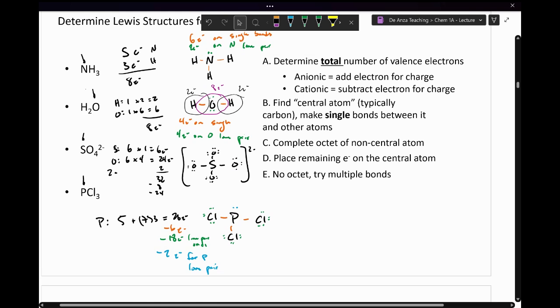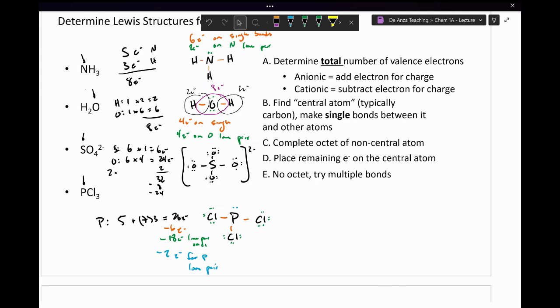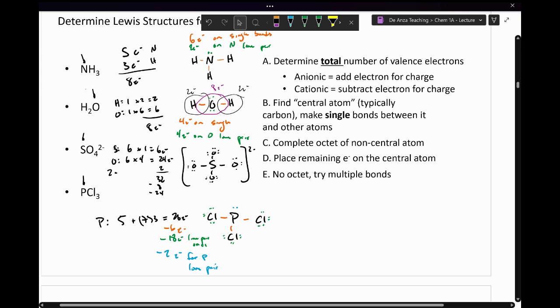So this was just a nice little practice for that. What we're going to talk about in the next video is something called resonance, and how we can have multiple Lewis structures that define the same type of molecule.